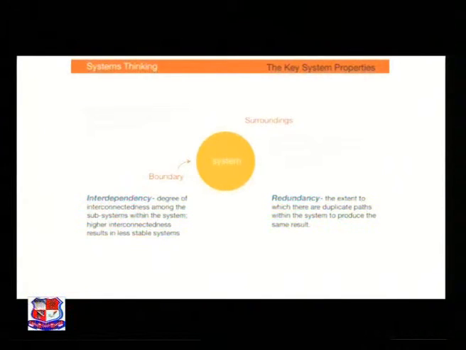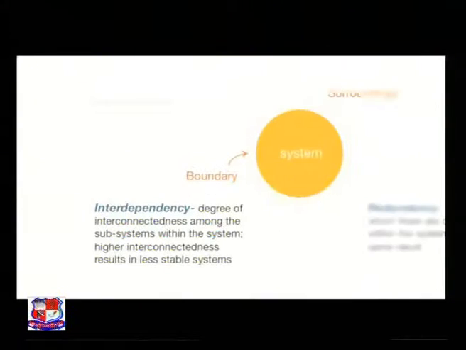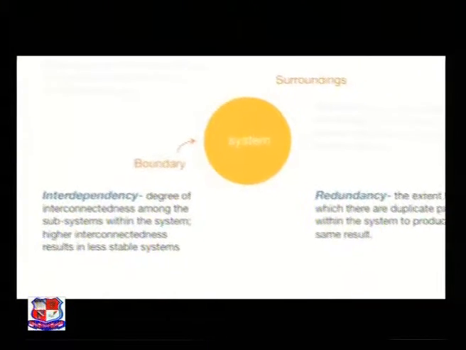In the next few slides, we will go over four key system properties. The first two are depicted here and refer to the nature of the system. Interdependency indicates the degree of interconnectedness among the subsystems within the system. A spider's web is often a highly interconnected system. If you tug on one part of the web, the tug will be felt throughout the system.